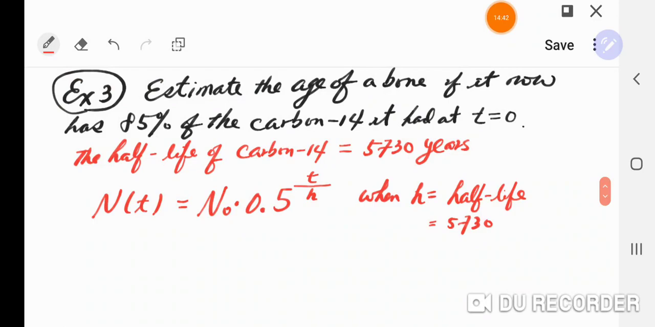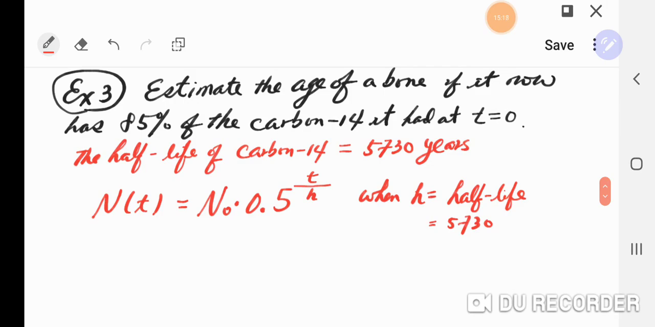In example 3, we will estimate the age of a bone if the remaining amount of carbon-14 is 85%. So if 85% of the carbon-14 remains, then we want to find the age of the bone. In this case, we can use the half-life formula, but we can use a different one. Since this is about half-life, the half-life of carbon-14 is 5,730 years. So after this many years, the amount will be reduced.